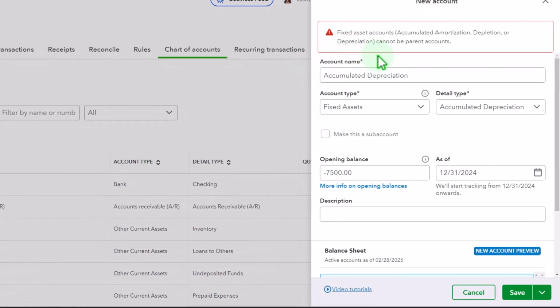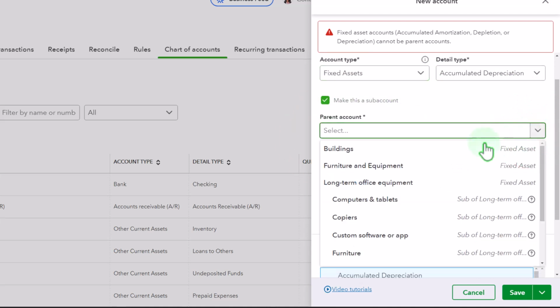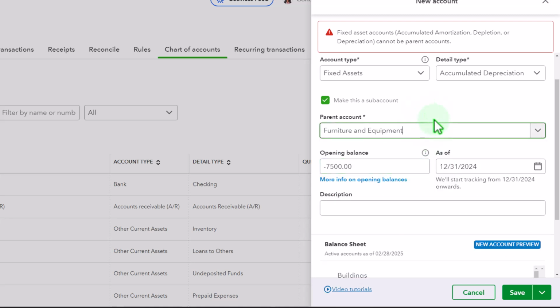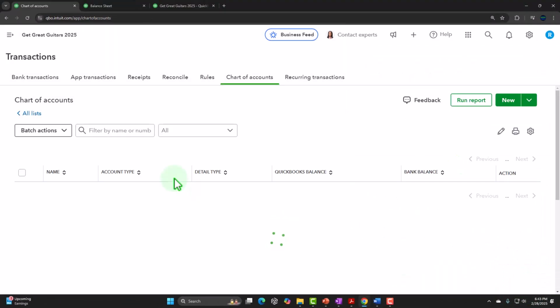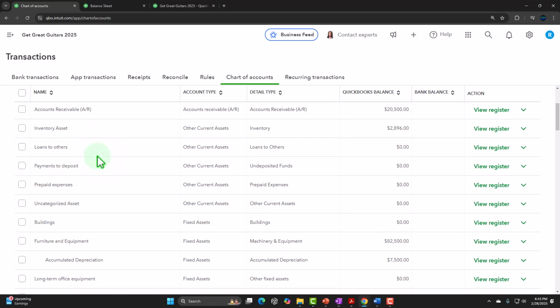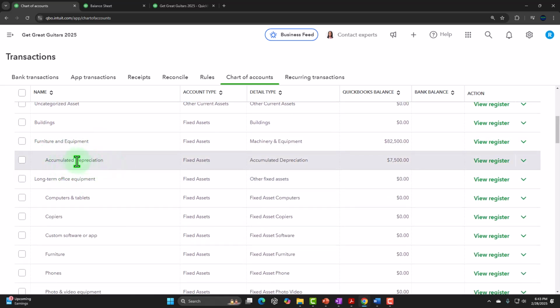Fixed asset cannot be, they're saying they want to make it a sub account. Okay, so I'm going to make it a sub account. Let's make it a sub account of the furniture and equipment. They want it to be linked to the furniture and equipment because it's an accumulated depreciation account, I believe is what they're saying here. So let's save it. I'll show you what they're talking about. If I scroll down, now I've got the furniture and equipment, and the sub account is now indented, connected to it, kind of is the general idea.